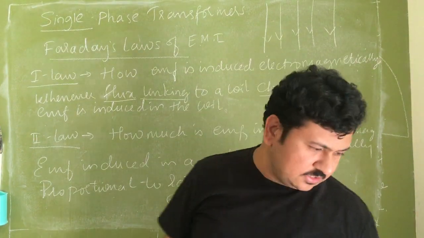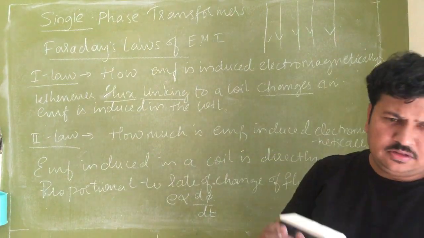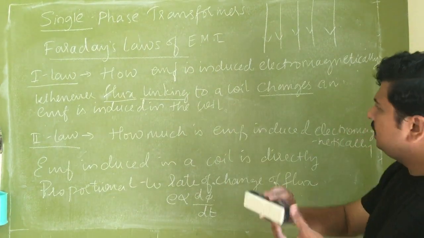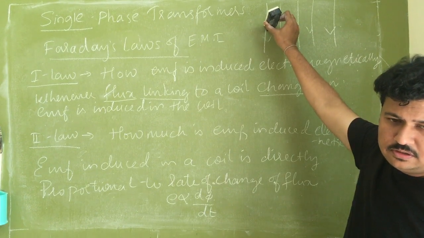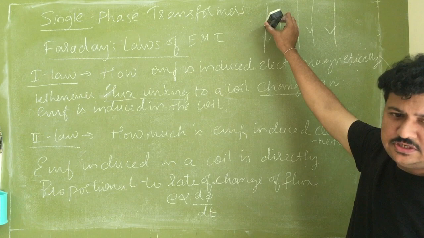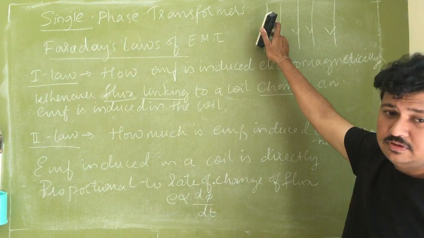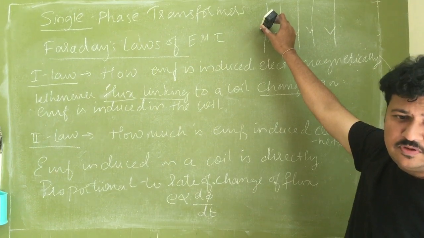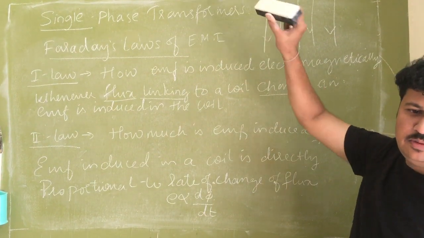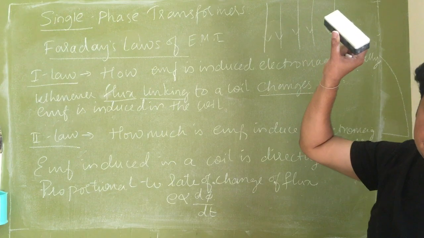Now let us take the same coil. Now I will keep the coil stationary in the magnetic field. There is no change in flux. There is flux which is linking this coil, but there is no change in that flux that is linking the coil. Hence the EMF induced in this coil will be 0.